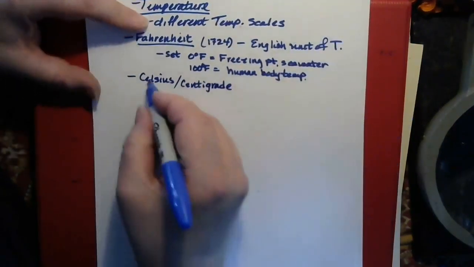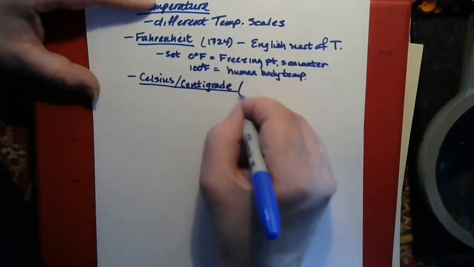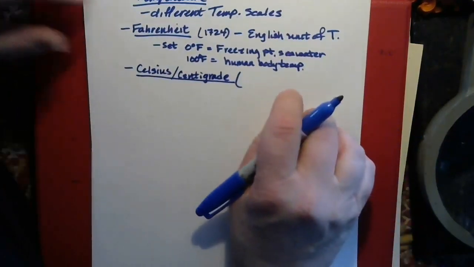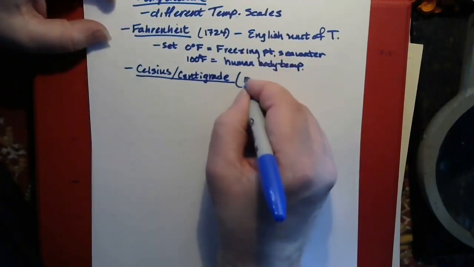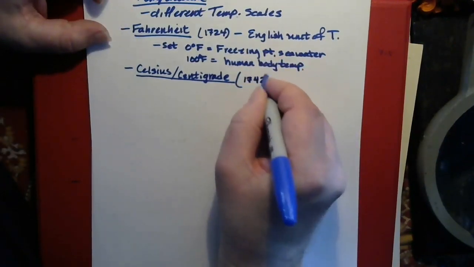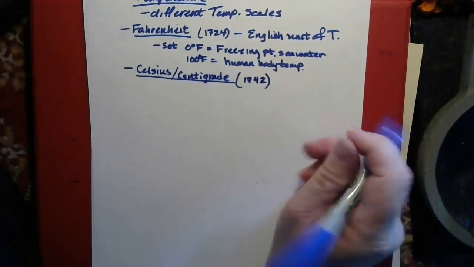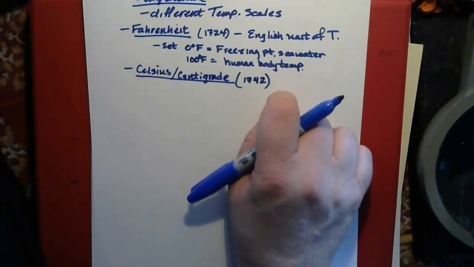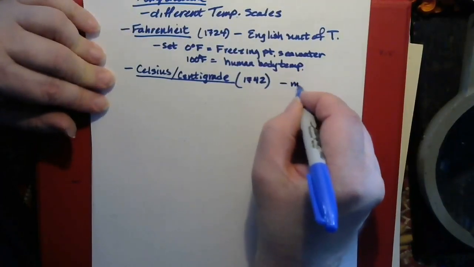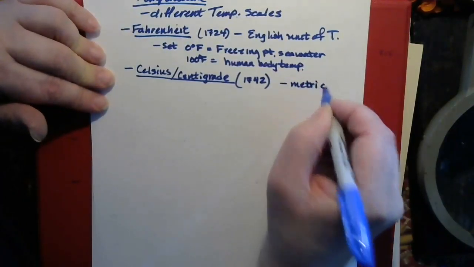Or centigrade, as it's sometimes called. This was invented by a Swedish astronomer, actually, by the name of Anders Celsius, and it was devised in 1742. So we tend to think, at least in this country, of Celsius as kind of like the new temperature scale because we're not used to it. But actually, it's almost as old as Fahrenheit. This is the metric unit of temperature.